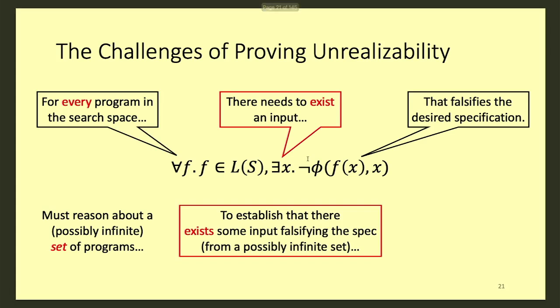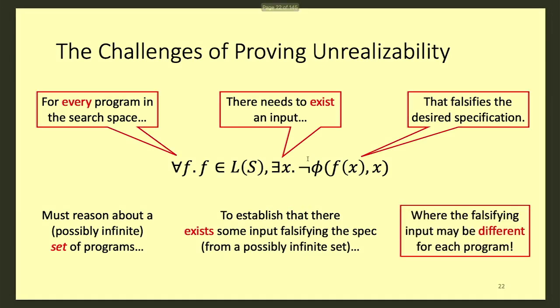And then, of course, you need to establish that there exists some input that falsifies the specification, where the input can also come from a possibly infinite set. And the additional challenge is that this falsifying input can be different for each program. So the second challenge, that there needs to exist some input that can come from a possibly infinite set, is something that you would also commonly see in program verification.